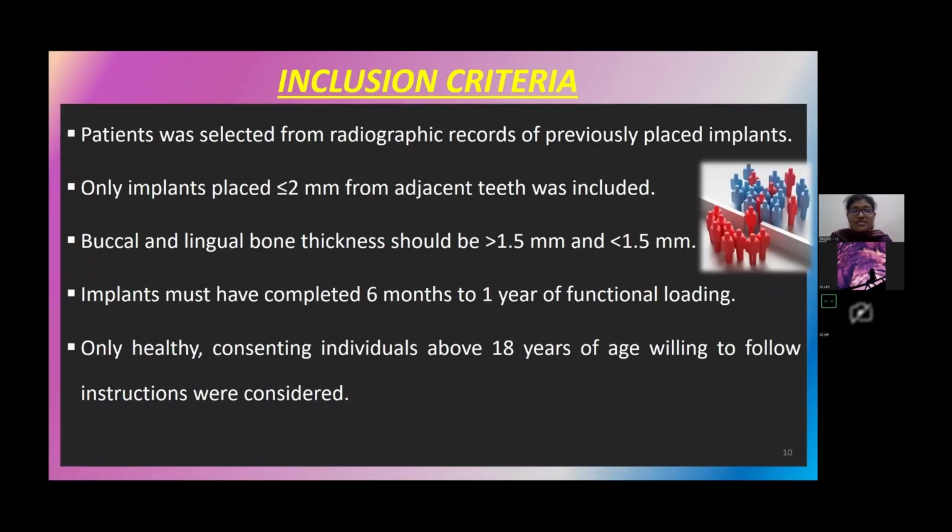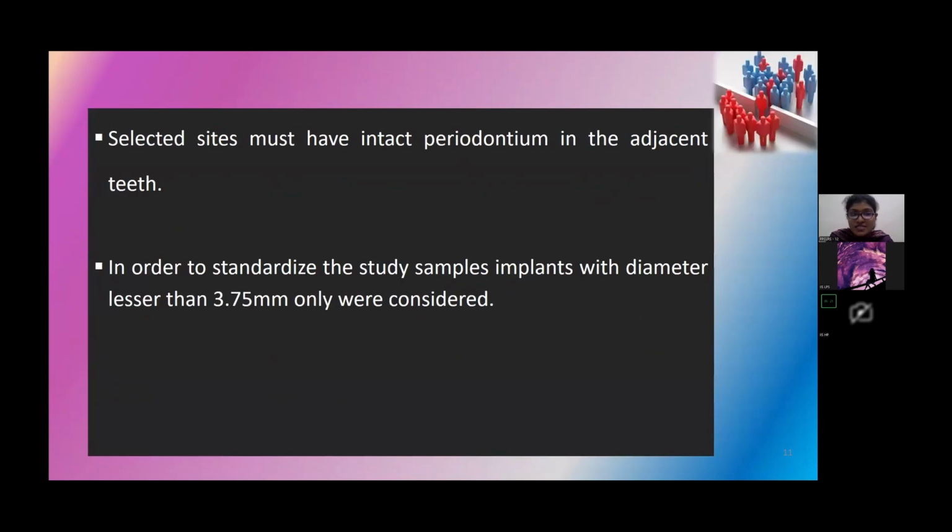Only implants placed less than or equal to 2 mm from adjacent teeth were included, and implants must have completed 6 months to 1 year of functional loading. Only patients above 18 years of age were considered. The selected sites must have an intact periodontium in the adjacent teeth, and in order to standardize, only implants with a diameter of less than 3.75 mm were considered.